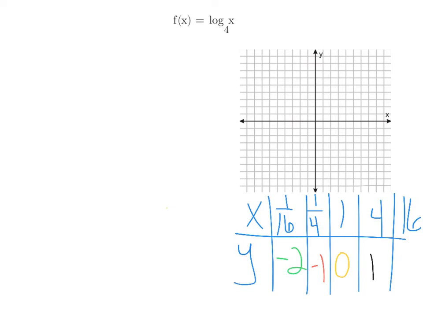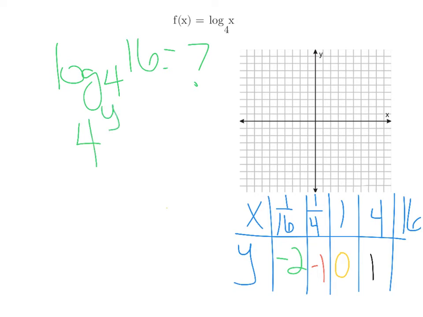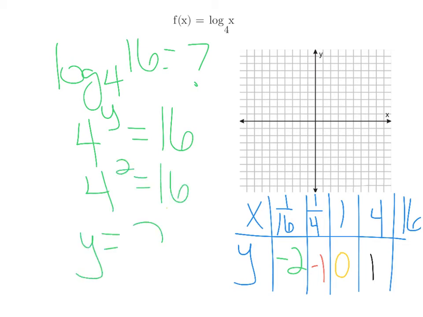Finally, I would evaluate my function when x is equal to 16. So I'd have log base 4 of 16 equal to an unknown number. Well, that means 4 to an unknown exponent is equal to 16. Well, 4 to the second is 16, so that means my output or y value is 2.